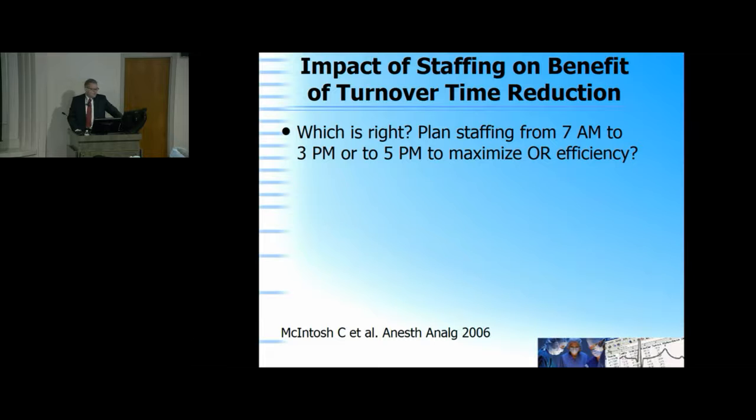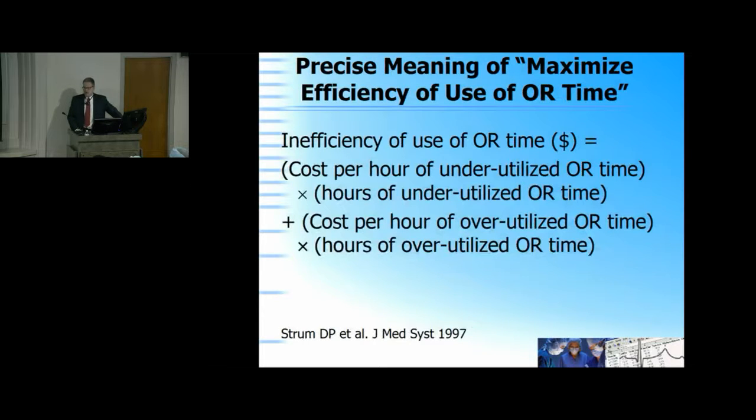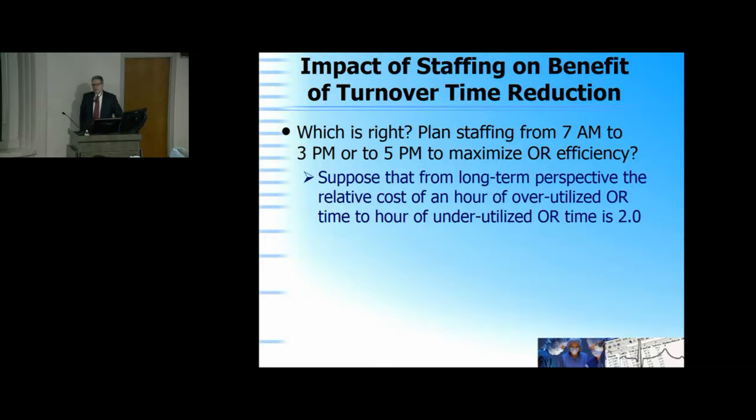Staffing is not set by a committee. Staffing is whatever it is, right? And we use the formula for minimizing the inefficiency of use of OR time. Now, from a long-term perspective, there are different relative costs of an hour of overutilized time to underutilized time. It can be time and a half, which is like a government set. You can do basically back and forth a standard gamble with people. You get about a 1.75 ratio. The easiest to understand is 2, and the results are negligibly different. These different ratios have an imperceptible effect.